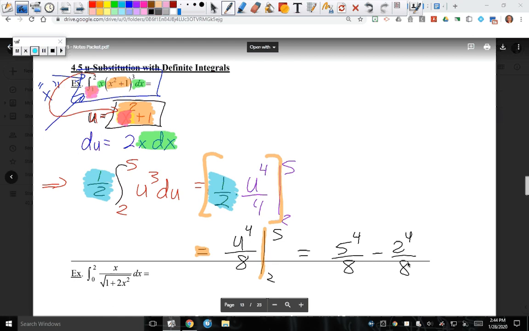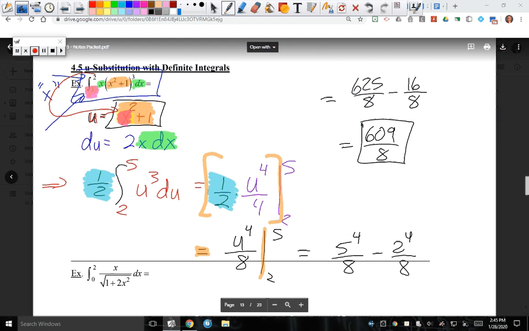What's 5 to the 4th? 625. And then 2 to the 4th? 16. So from 16, let's go to 25. So I'd add 4 to go to 20, 5 more to get 9. So this is 609 over 8. You don't have to simplify. In calculus, you don't have to simplify. There's sometimes you have to rewrite, but not simplify things like that.